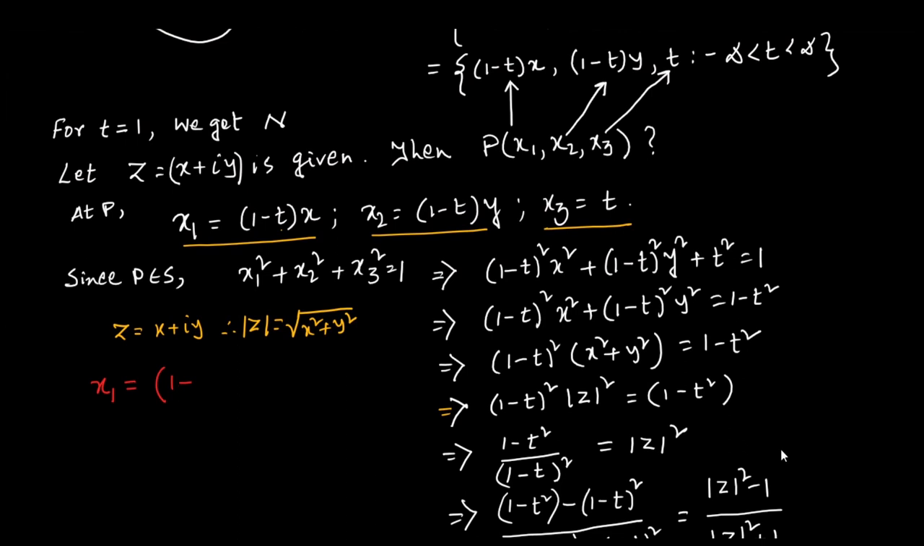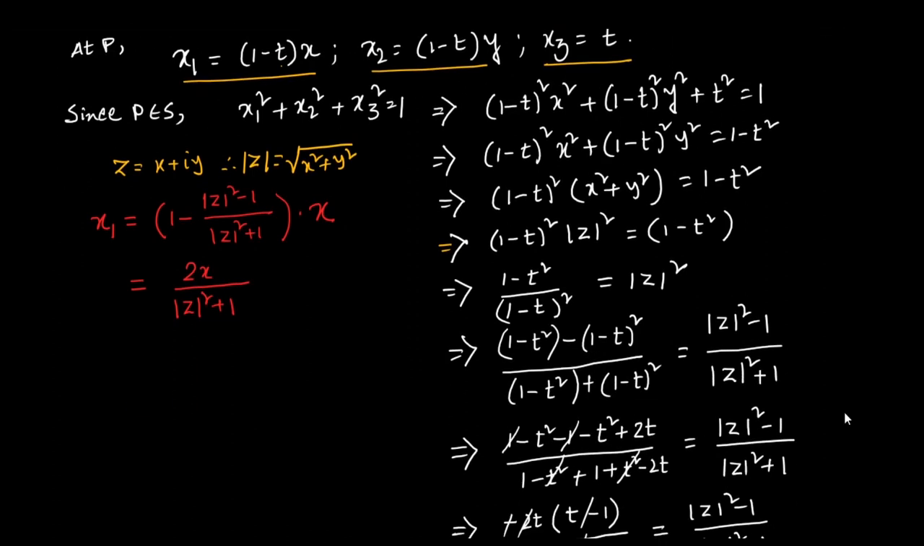So 1 minus mod z square minus 1 divided by mod z square plus 1, into x. That is equal to, if I do this calculation, mod z square will cancel out. This will be 2. So 2x divided by mod z square plus 1.